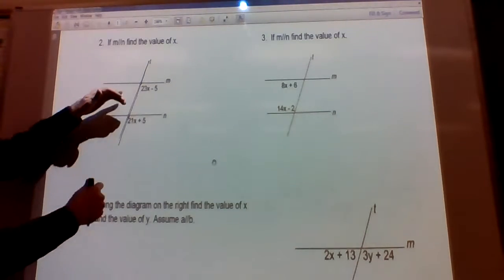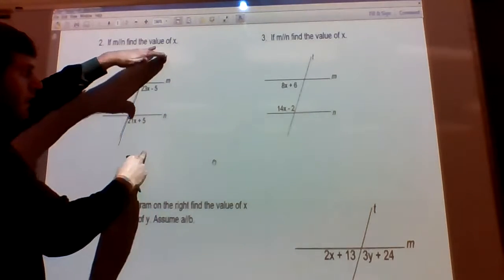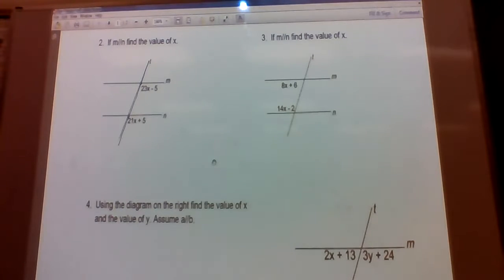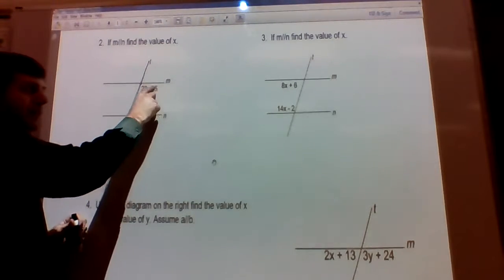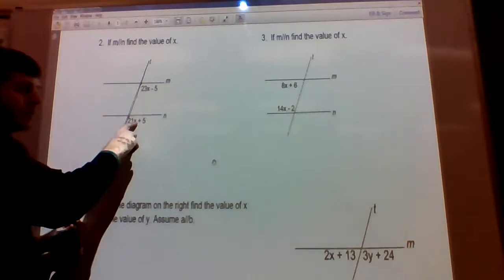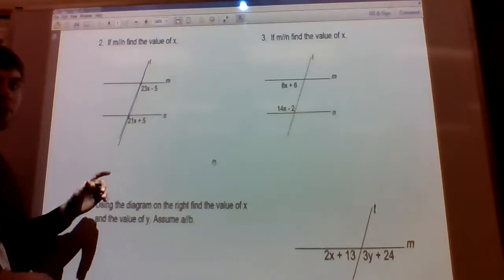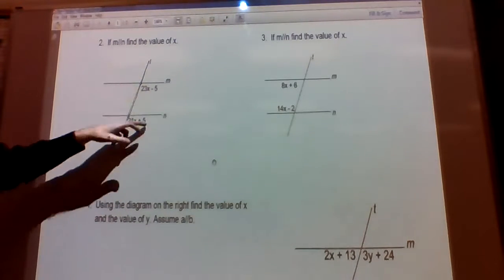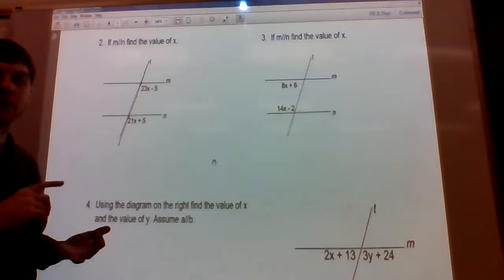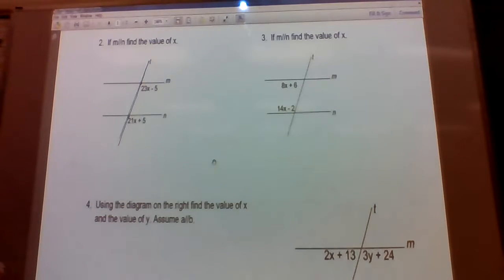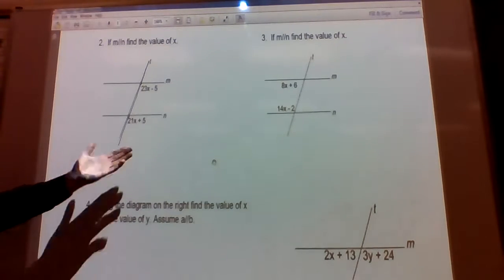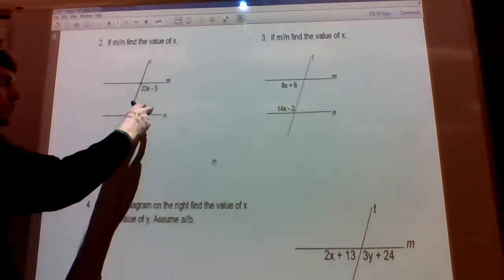Are they both inside the parallel lines or outside? The answer again is no. They're not both inside the lines. This one's inside. This one is outside. So they're also not both outside. So it's not same side interior. It's not same side exterior. We need to look at our fifth option for them both being on the same side of the transversal, which is corresponding angles. And are they corresponding angles? Yes, they're in the corresponding location.